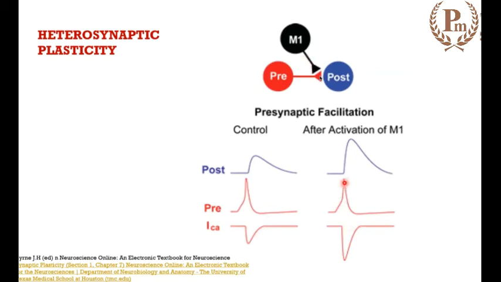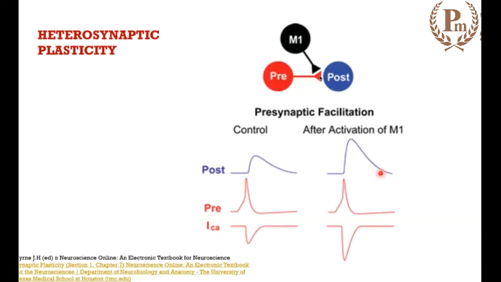I gave an impulse at the pre. I got a bigger response at the post. And how did it happen? Because this modulatory neuron has increased the conductance of calcium ion, so availability of calcium ion has increased. And obviously, the strength of my stimulus is dependent on two factors. One is the neurotransmitter availability, the other is availability of the calcium ions. So more calcium is present there, so a greater amount of neurotransmitter is being released. So this is presynaptic facilitation.